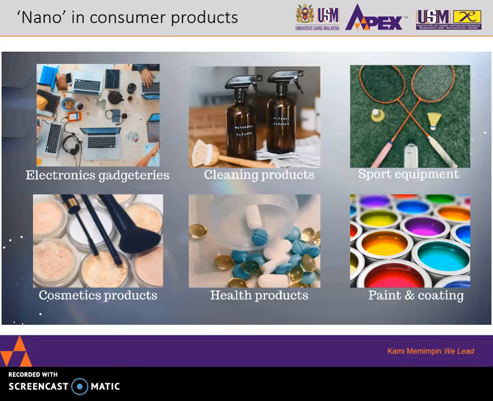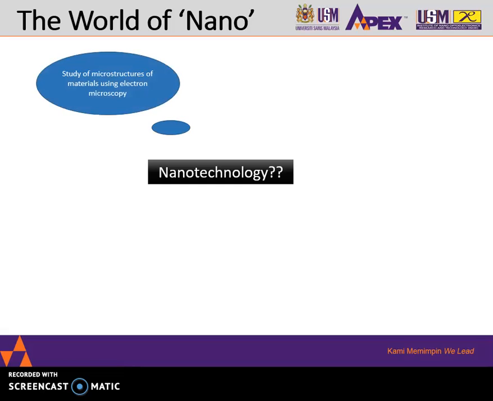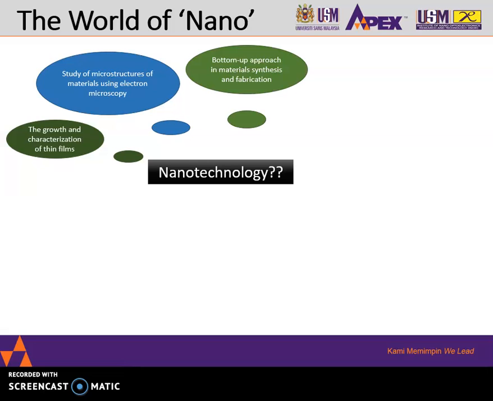However, the concept of nano, whether it's nanomaterial or nanotechnology, might not be regulated and is diverse. Therefore, the definition of the term might vary from one industry to another and from one product to another. Currently there are diverse definitions of what exactly nanotechnology is. For example, some people consider the study of the microstructure of material using electron microscopy as a part of nanotechnology. Others think that nanotechnology is about the growth and characterization of thin films. Others consider the bottom-up approach in material synthesis and fabrication as part of nanotechnology. And others consider the application or fabrication part, such as micro electromechanical system, MEMS, and lab on chip, as nanotechnology.